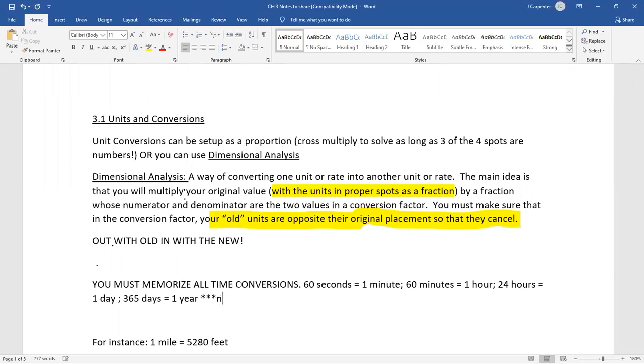Notice there's no month conversion. Why is there no month conversion? Because the number of days in the month varies wildly. The number of days in a year only varies every 4th year, so we just stick with 365. It's a lot more common. But January is 31, February is 28, sometimes 29. March is 31, April's 30, May is 31, June is 30, July and August are 31.